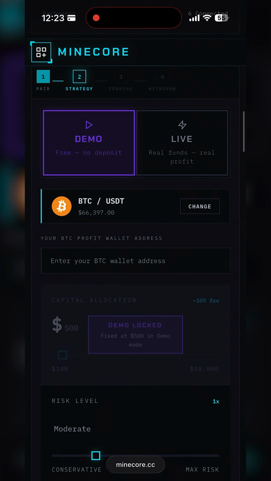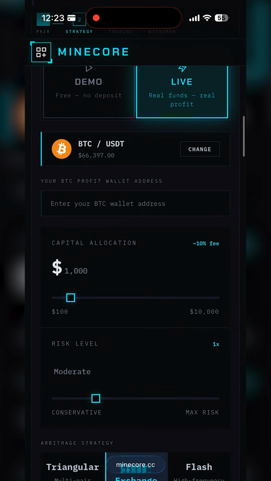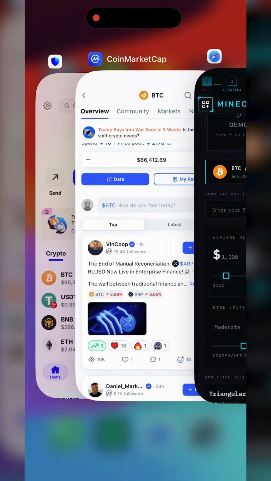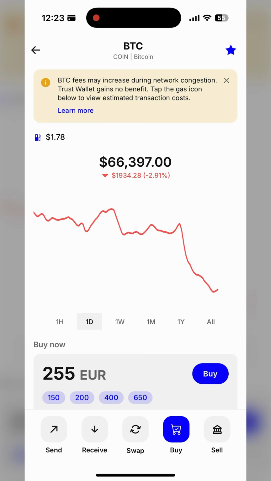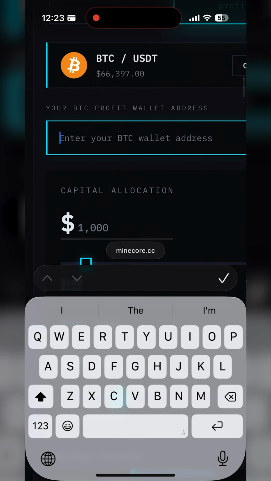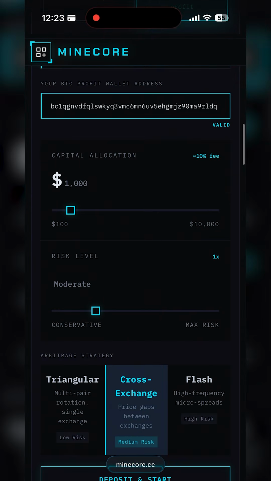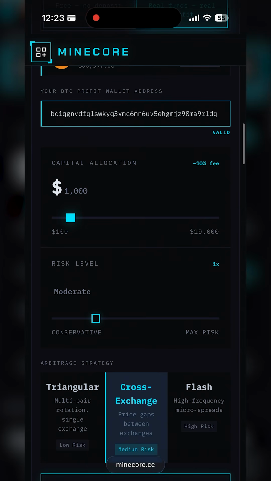Okay, selecting live mode here, and I need to add my receiving address, so I'm flipping over to my wallet to grab that, copying the address, jumping back here, and pasting it. All right, that's in. Next is capital allocation. I'm setting mine to, right around there.